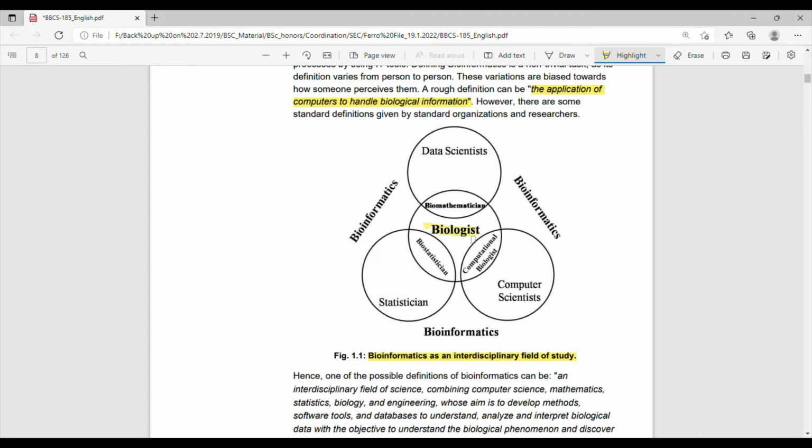That's why you might be hearing new terminology here like biomathematician, biostatistician, computational biologist. For an undergraduate student like you, these terms would be somewhat new, but these are the upcoming areas of bioinformatics, which will definitely give a career platform for the students and researchers to do better in this field. So this is the background of bioinformatics.